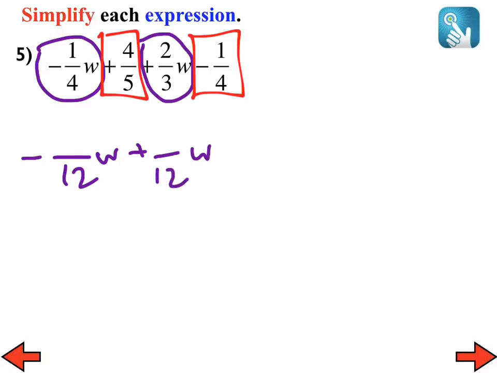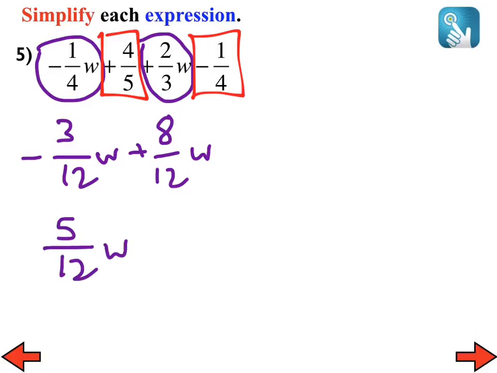So that means the 1/4 to become a 12 would be times 3. This would be negative 3/12 W plus 2/3 to make the bottom 12 would be times 4. So this would make this one an 8. What is negative 3 plus 8? 5. So this will be 5/12 W.